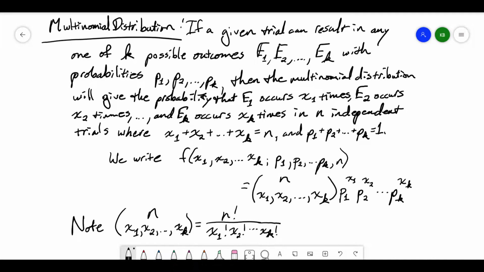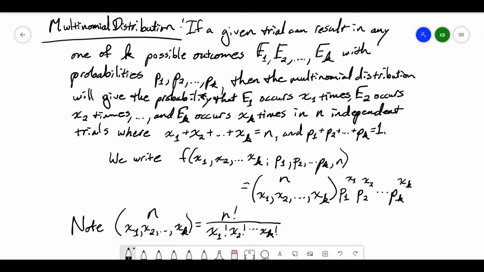Now, when we talk about the multinomial distribution, we have a setup where we again have multiple trials in our experiment. And a given trial can result in any one of k possible outcomes. We'll call them e sub 1 up to e sub k.